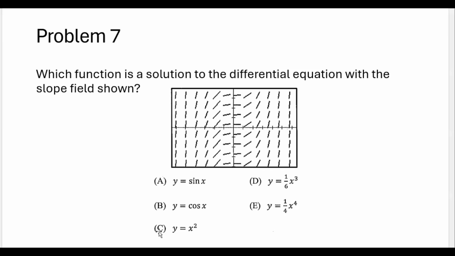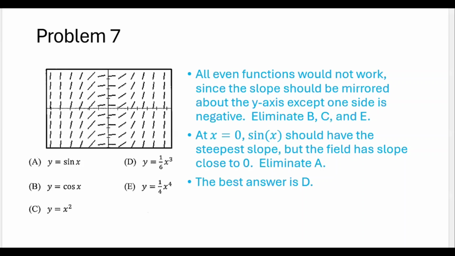And then you can even try it for y equals x squared. But with that said, we can eliminate the even functions, which are B, E, and C. Those are all even functions. Sine x and this cubic are odd. And clearly the sine x doesn't fit this, so the best answer is D.